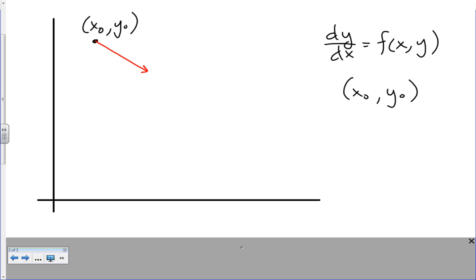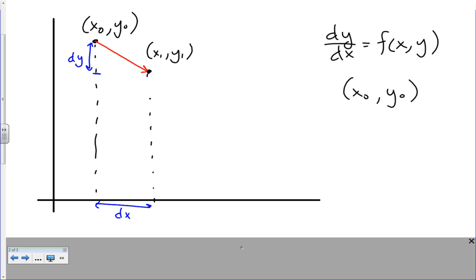Given some change in x, this distance between these two points here, that horizontal distance there is our change in x, our dx. And from that slope and the change in x, we can calculate the corresponding change in y. We call this our dy. The distance right here is dy, in order to figure out where that next point is. And this next point we call x sub 1, y sub 1.